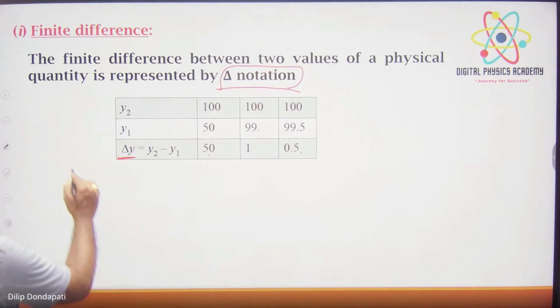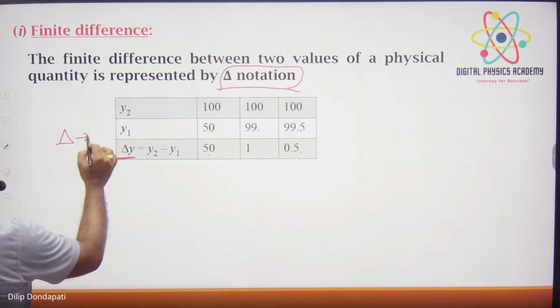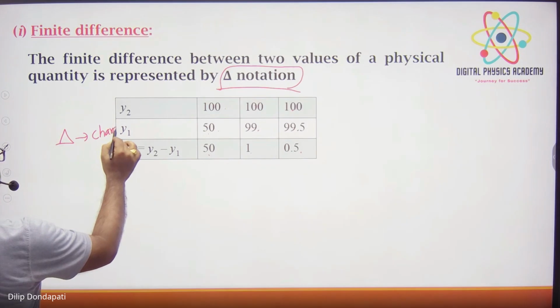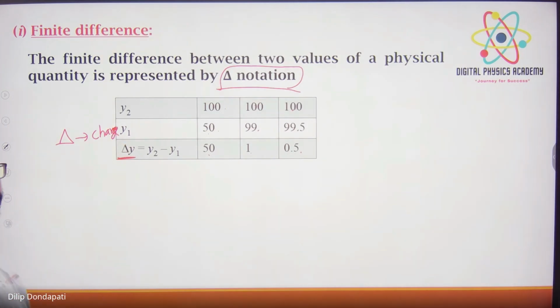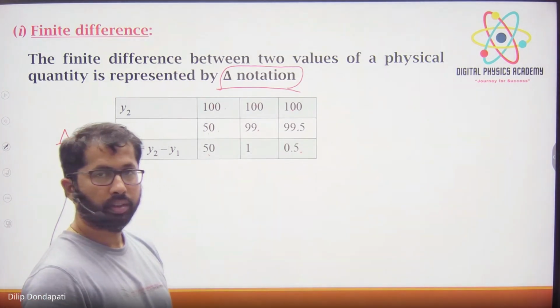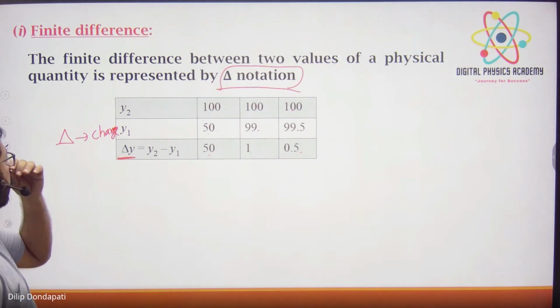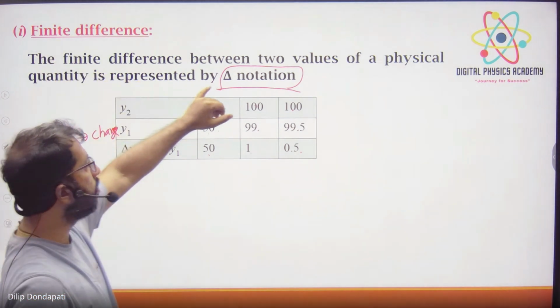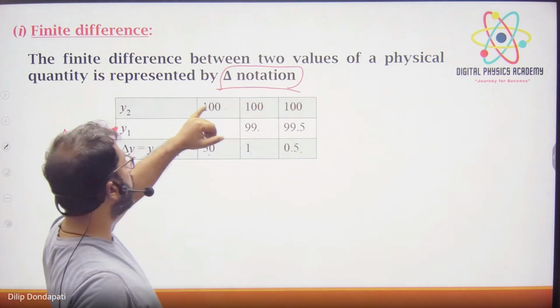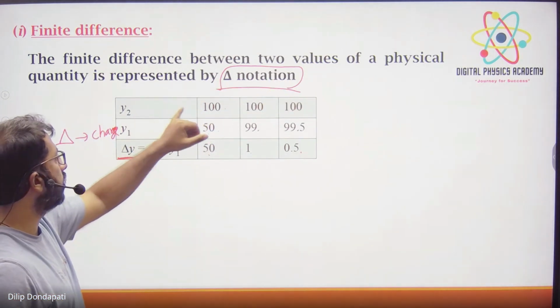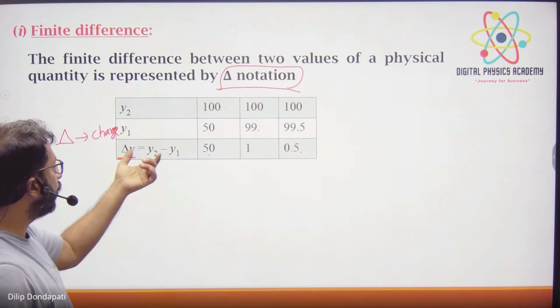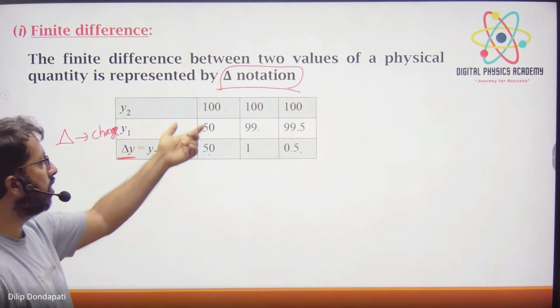So when delta is there, that means change. It can be a change in x, or it may be y also. Write in short form, no need of writing theory. Just write the short form: a finite difference is denoted as delta. One example you can write: y2 is 100, y1 is 50. The change, delta y, is nothing but 100 minus 50.